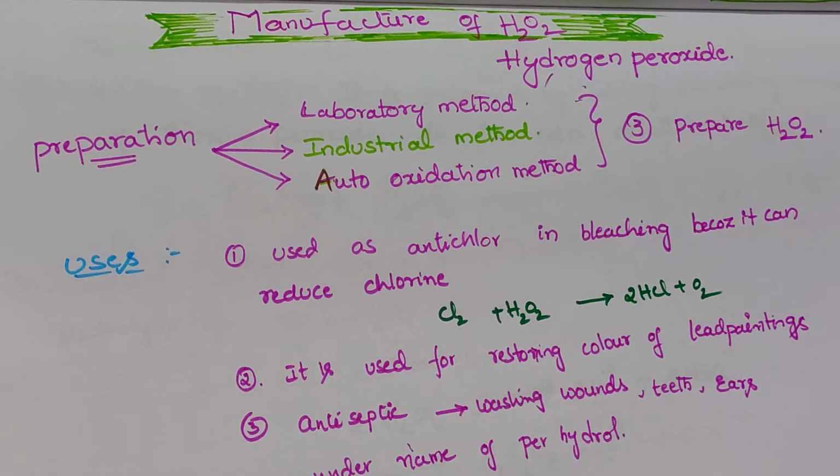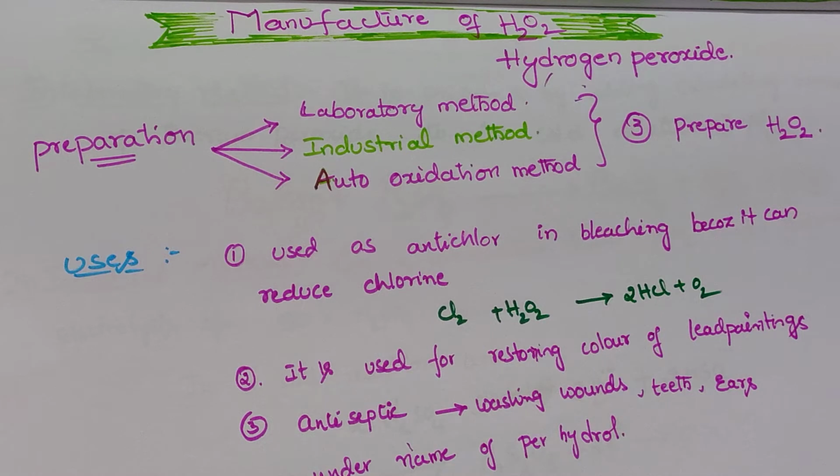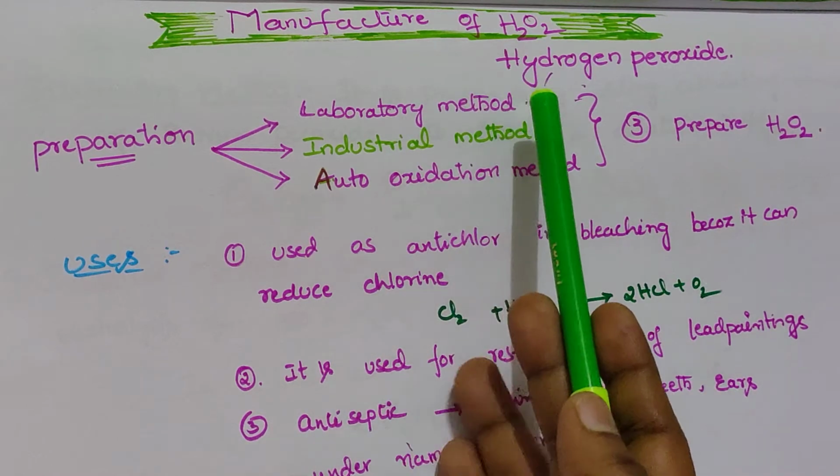Hi students, in this session I am going to discuss the manufacture of hydrogen peroxide. This topic is from hydrogen and its compounds. We are going to learn about the manufacture of hydrogen peroxide.